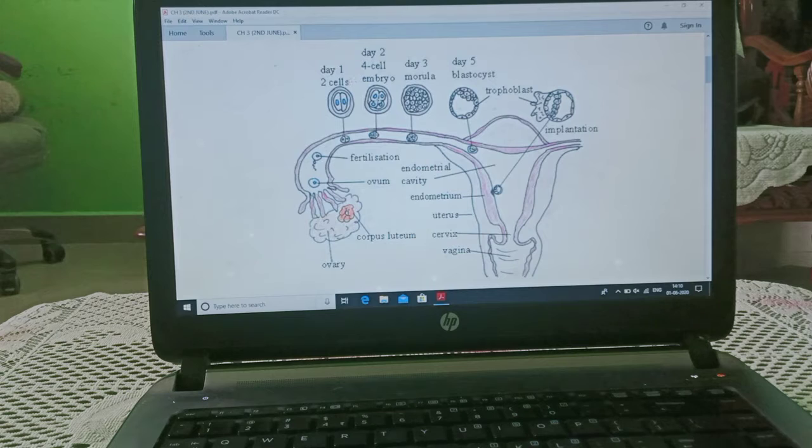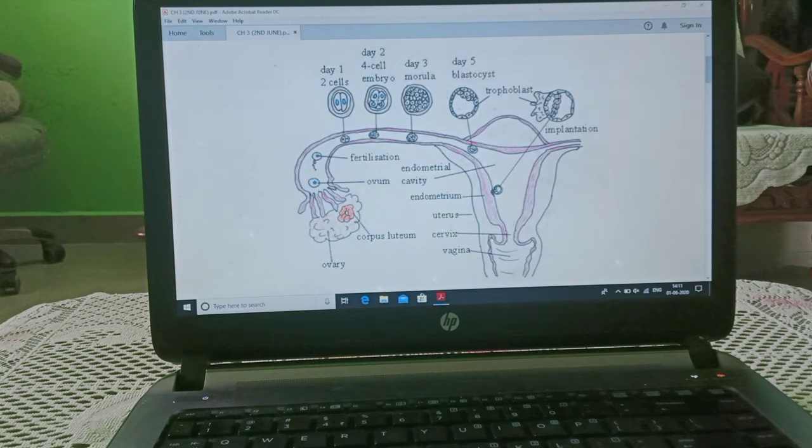This structure is formed immediately after fertilization, that is, after the first day of fertilization. It is a two-celled structure, and it moves ahead in the fallopian tube. This is day 2, a four-celled structure, still moving ahead. Day 3, this is known as the morula. Still it is going ahead and it is reaching this junction.